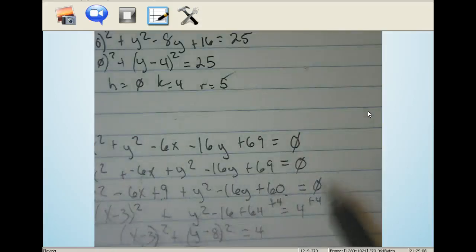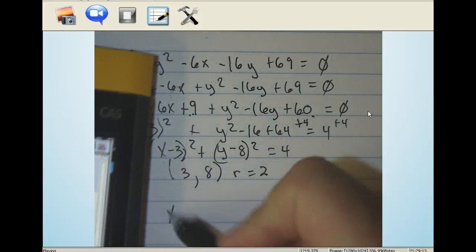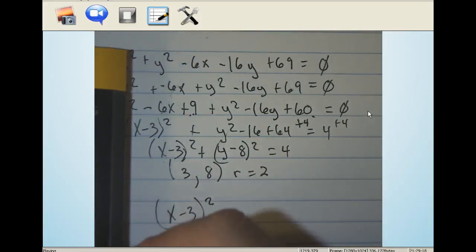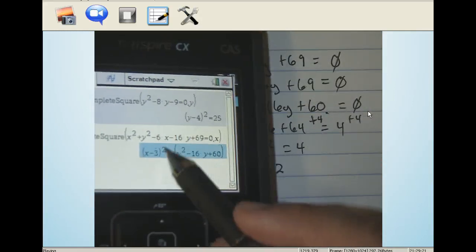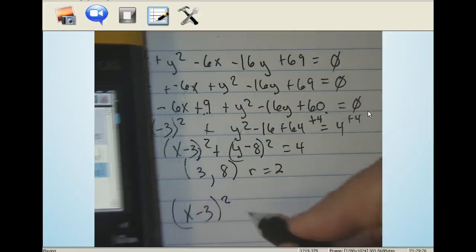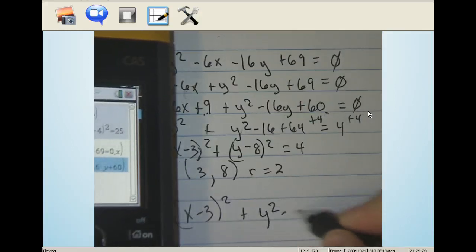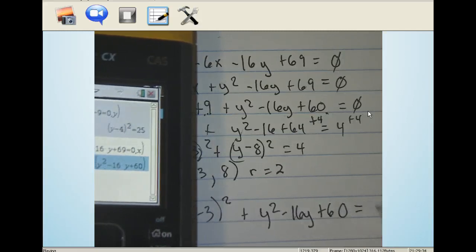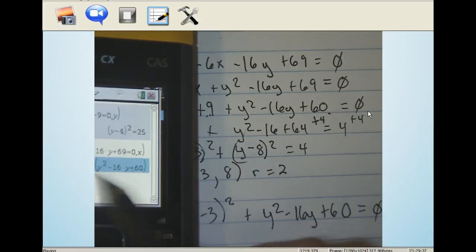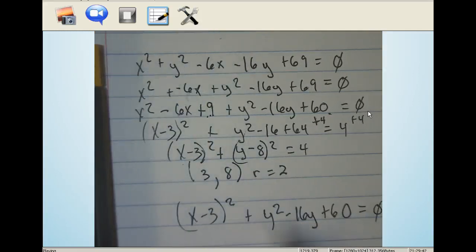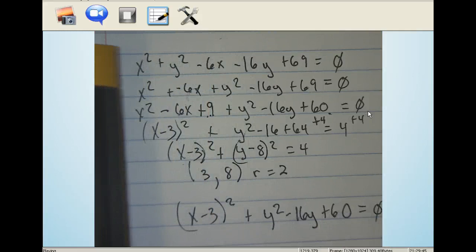So that means at this point I would know that I could write, just like the calculator says, x minus 3 squared. But I'm going to move this all back. I'm going to take away that negative sign, and because I'm going to add it to both sides, I should have plus y squared minus 16y plus 60. Okay, and that would be equal to 0 because I'm adding it back, and that means this would be crossed out.